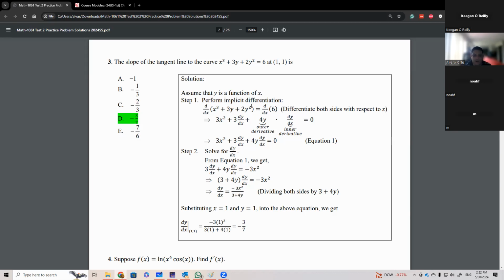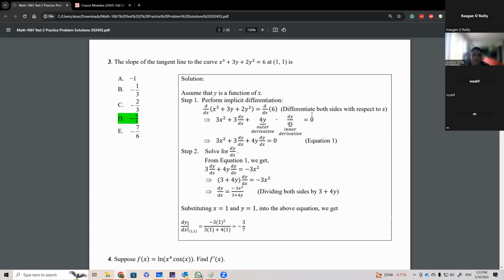Now this 2y squared, the derivative of this is 4y, which is the outer derivative, and then the inner derivative is just going to be dy/dx, okay? So the normal step when you're doing implicit derivatives is that you're going to factor out the dy/dx term, okay? By the way, can you see my cursor on the screen at this point? Yeah. Okay.